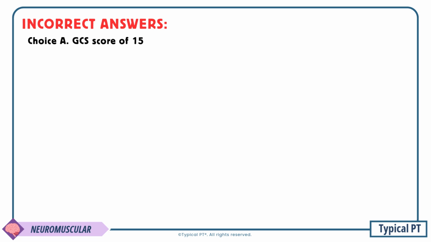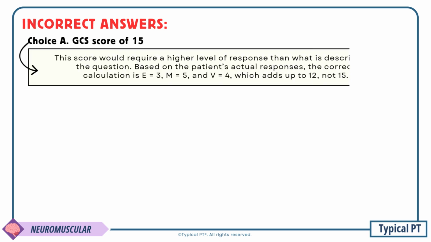Now, let's quickly review why the other choices are incorrect. Answer choice A, GCS score of 15, is incorrect because that score would require a higher level of response than what is described in the question. Based on the patient's actual responses, the correct calculation is E equals 3, M equals 5, and V equals 4, which adds up to 12, not 15.